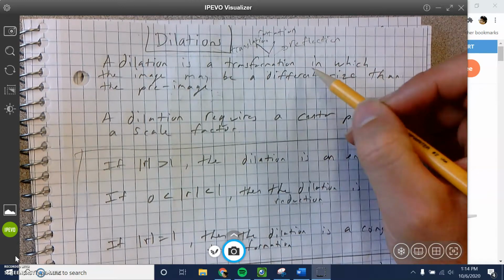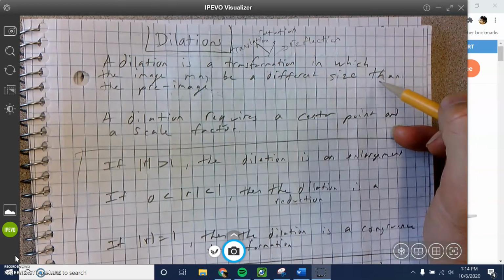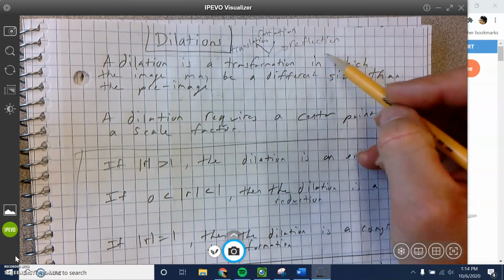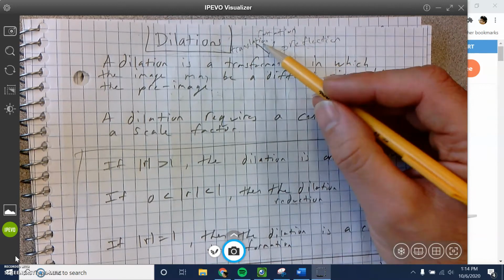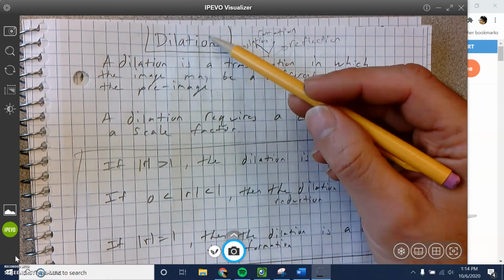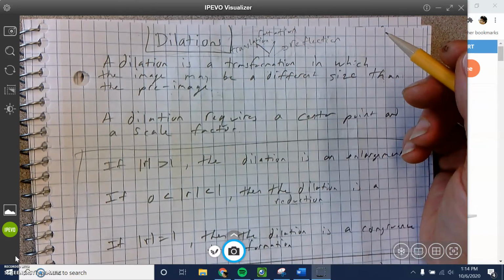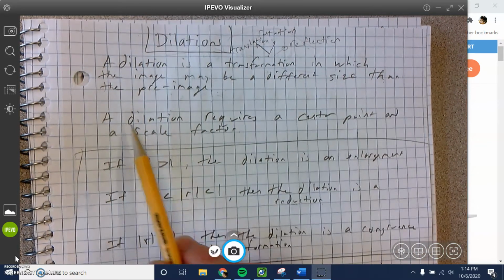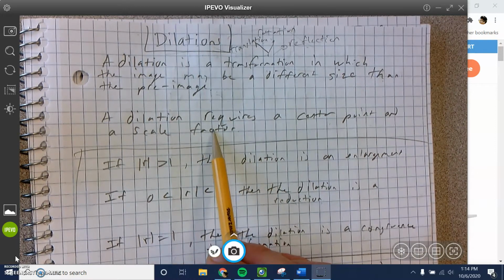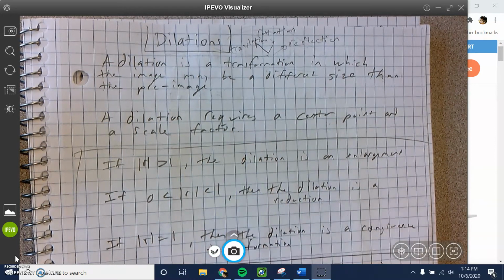So it's like an umbrella term, in which the image may be a different size than the pre-image. For all of these we just did, the image and the pre-image are congruent. But now with dilations, they may not be congruent, but they are similar. So a dilation requires a center point and a scale factor. Okay, so we're looking at that as we do it.